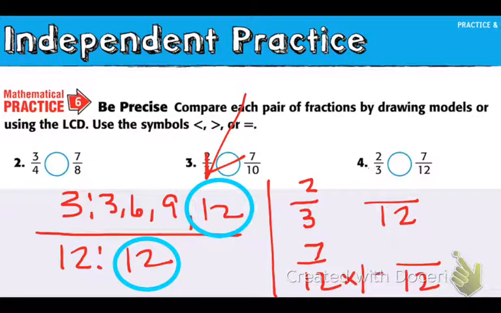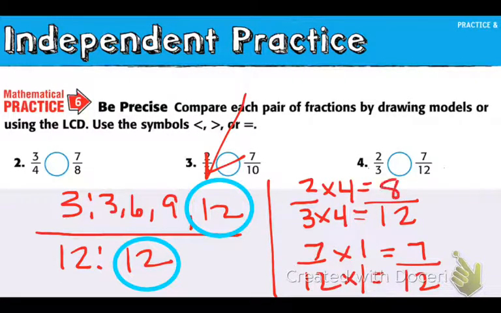And I know 12 times 1 is 12, and I have to do the same to the top. 1 times 7 is 7. How do I make 3 turn into 12? 3 times 4 equals 12, and 2 times 4 is 8.